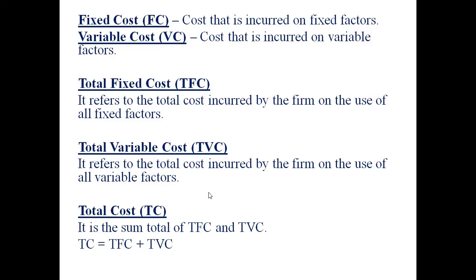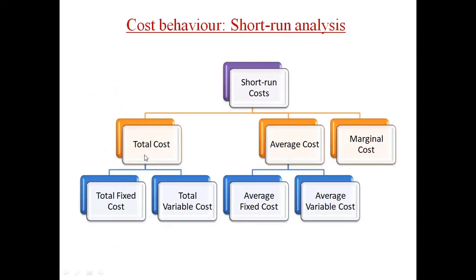So that is your total fixed cost and the total variable cost. So we can say that total cost, normally this total cost, is actually the summation of total fixed cost and the total variable cost.